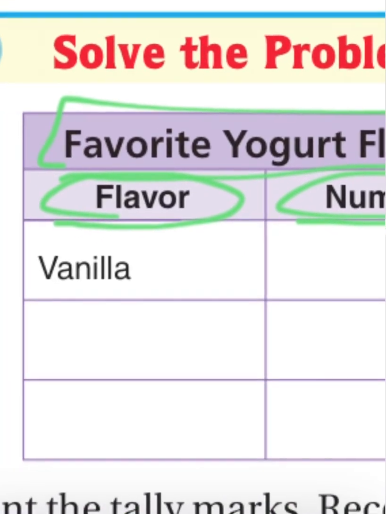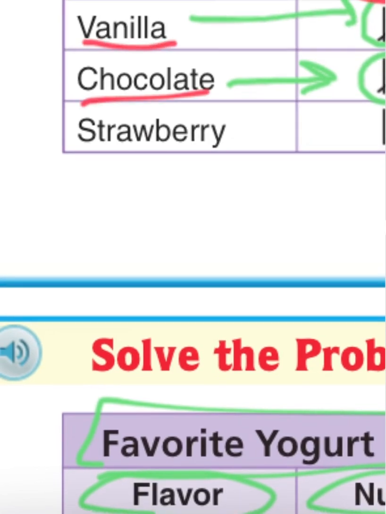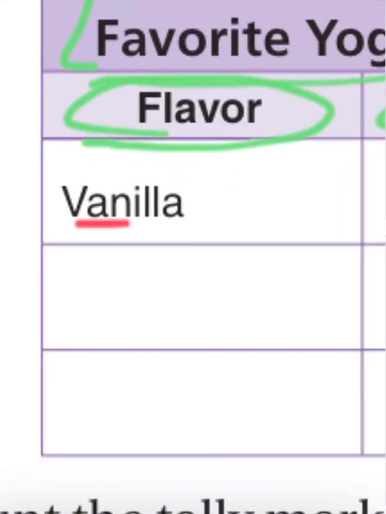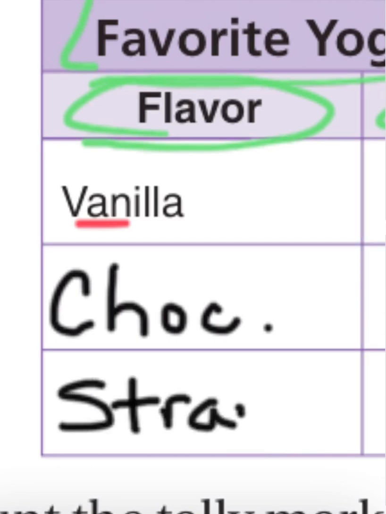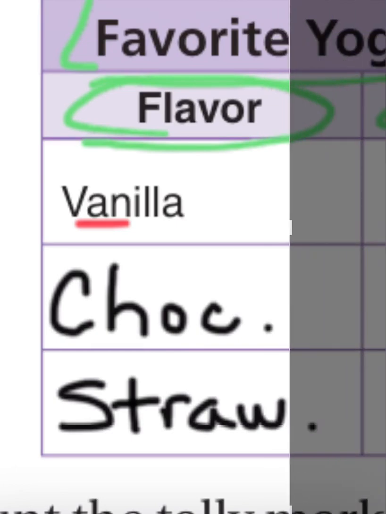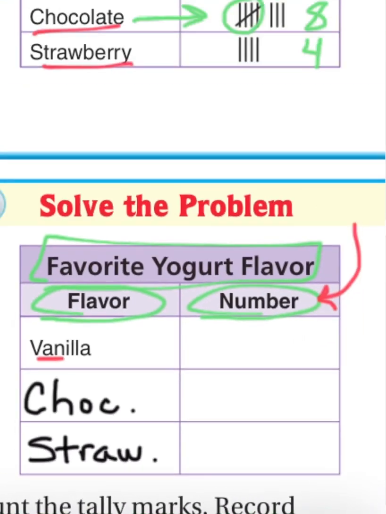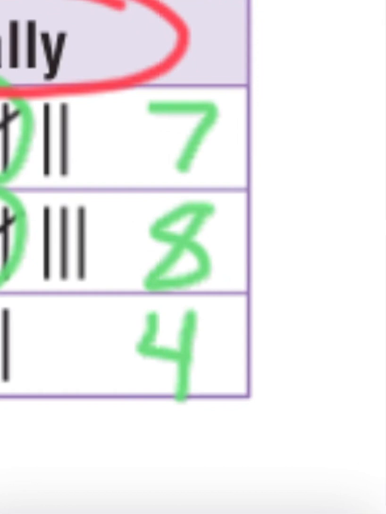And then our categories are the same, so we have vanilla, just like we had up here, and then we also have chocolate and strawberry, so we need to include that as well. Chocolate, C-H-O-C, and I'm going to abbreviate, and same for strawberry, S-T-R-A-W. There's my abbreviation. Oops, sorry about that. Okay, so now we have to count up the numbers. So we'll come back up here. I already counted them, and I wrote it down already, right? So I already wrote those numbers in.